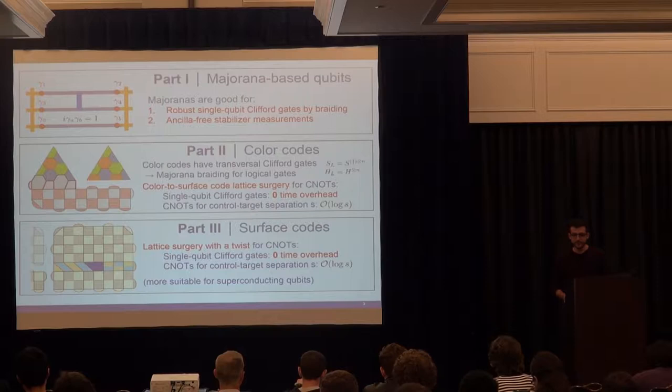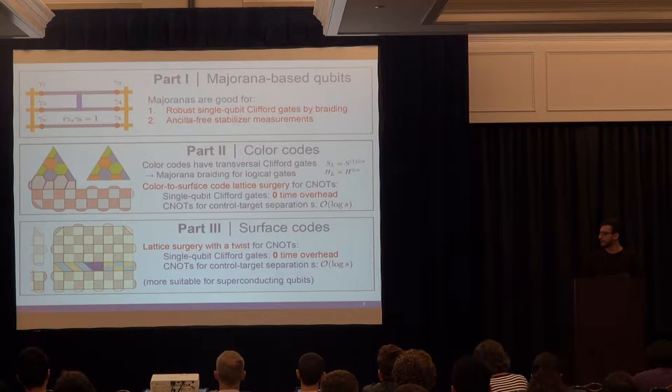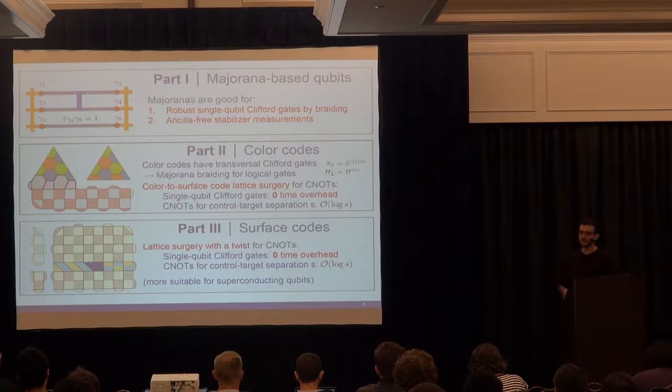And the last part of the talk is for those of you that care about neither Majoranas nor color codes, but perhaps superconducting qubits and surface codes, and it's basically how to use the tricks from the first two parts to devise a surface code scheme that also implements logical single-qubit Clifford gates with zero time overhead and CNOTs with this log overhead. And that's more useful for superconducting qubits, perhaps, because perhaps you'd like to avoid these 6-qubit stabilizers of the color code.